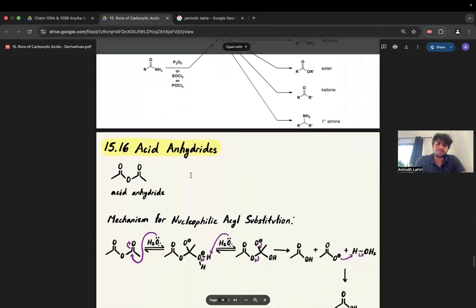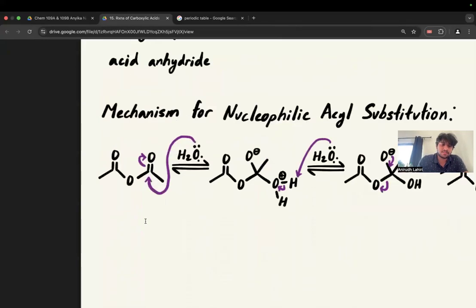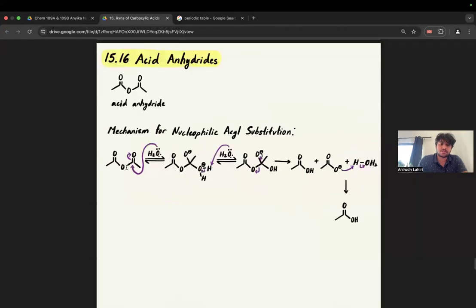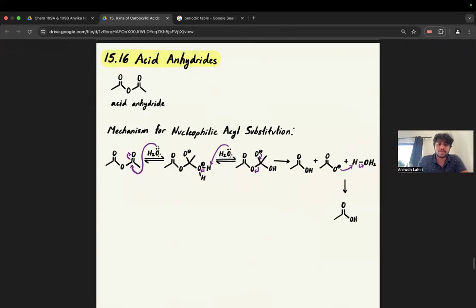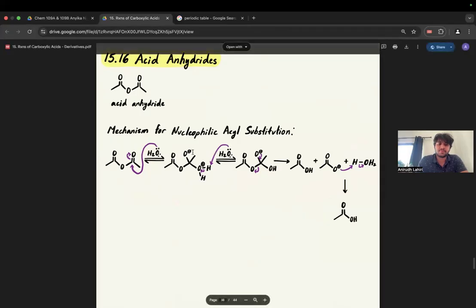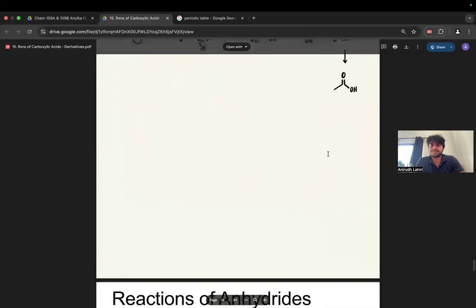Cool. Acid anhydrides. This is the mechanism for nucleophilic acyl substitution. This is the leaving group. It's exactly what you would expect. We attack, we kick up. And again, we can use H2O, the weak nucleophile, because this is such a good leaving group. We deprotonate what we want to keep, it comes down, kicks off. Cool. Nothing we haven't seen before.